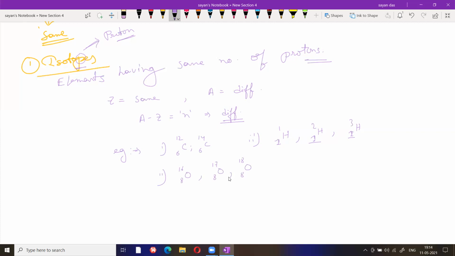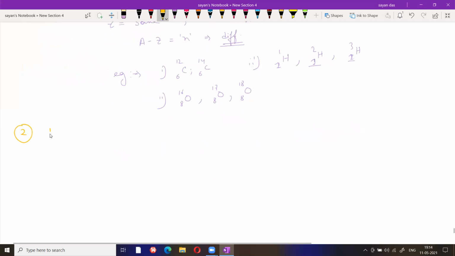After isotopes, the next one is isotones. Look here, n is present, and n represents the neutron number. So iso means same, and n represents the neutron number. So can I say elements having the same number of neutrons?